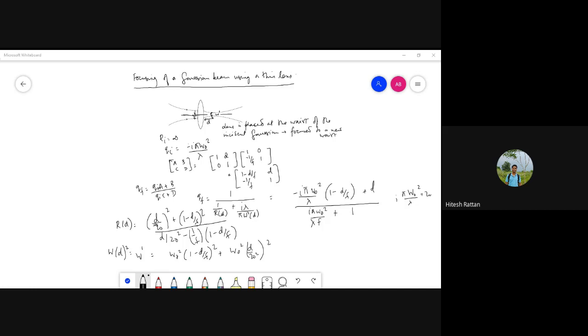Sir, in the expression for W D, the second term, is it d by z naught or d by z naught square? Oh, yeah, wrong. Just d by z naught. Okay, fine now. Yes, sir. Hey Rohan, is this part fine? Yes, sir. It is fine.